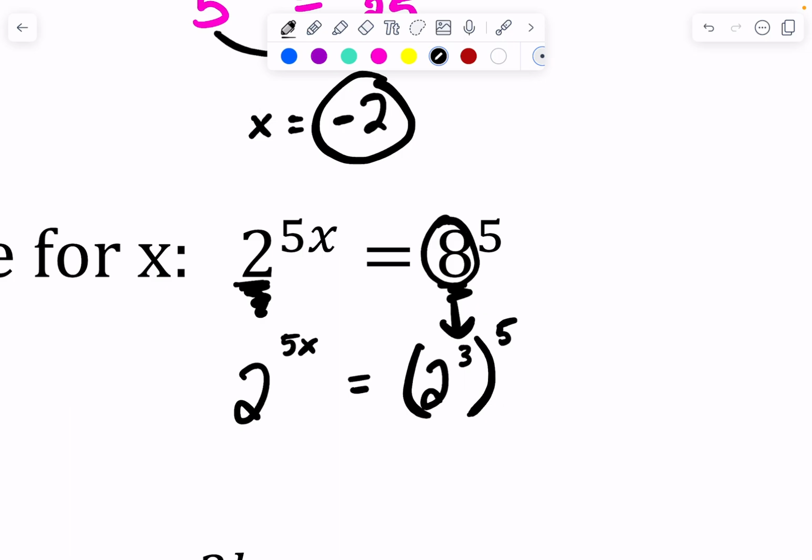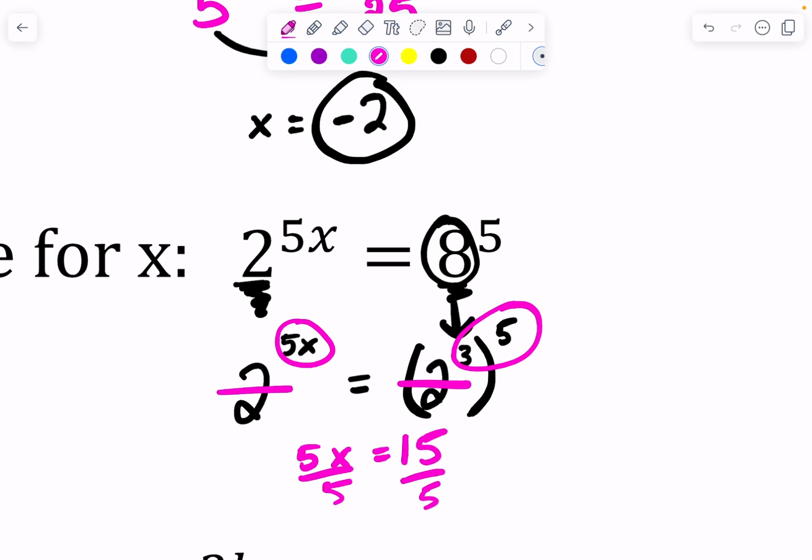Now don't forget that the 5 is still there. I'm just taking and I'm rewriting it, right? And now that I have the same bases, I can just cancel those, and I have 5x over here is equal to 3 times 5, which is 15. And then I divide by 5, and x is 3. And that's all. So just try to change and make them the same base.